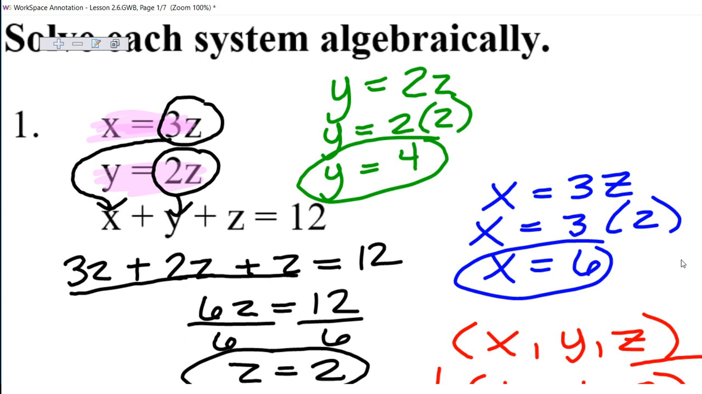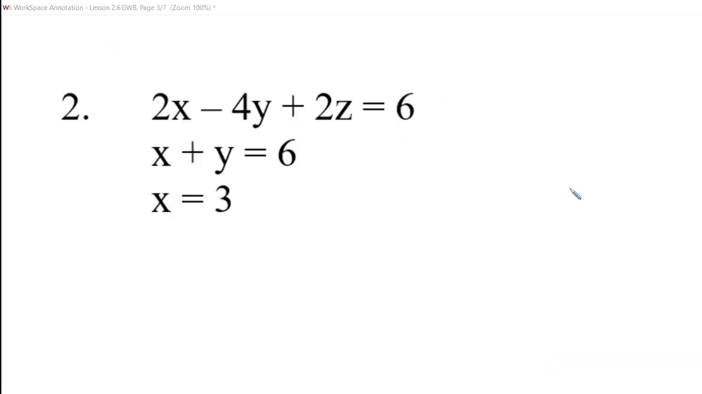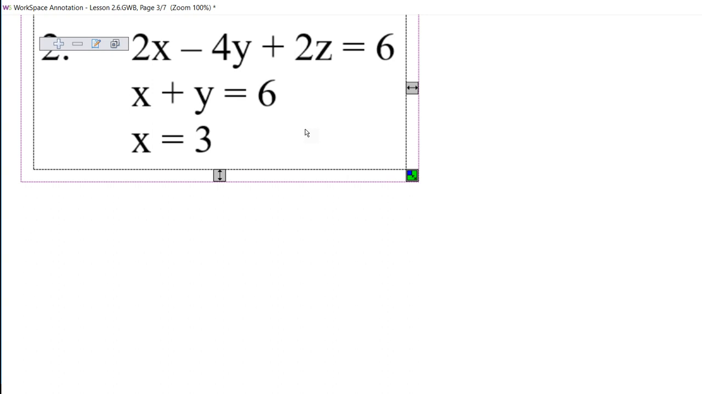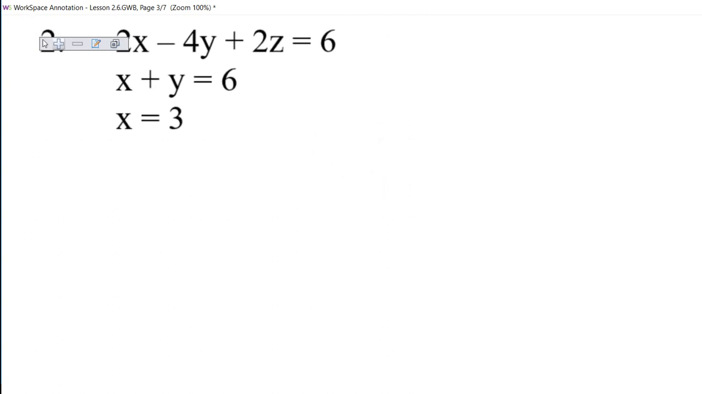Moving on to problem 2. Problem number 2. Tip number 1. What is tip number 1? Start with the smallest or shortest equation. Looking at those three, which one is the smallest equation? Oh, I like this. Why do I like that? It already gave me one of my answers. So I know for x, comma, y, comma, z, the x value is already 3. They already gave us one of the answers.